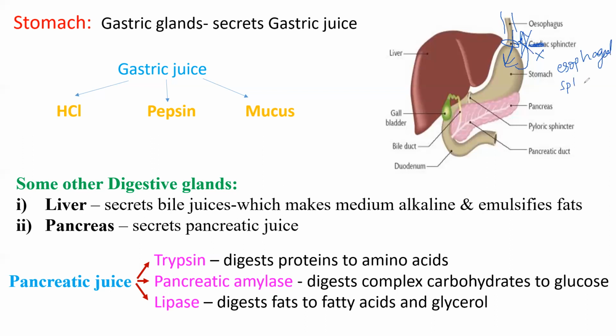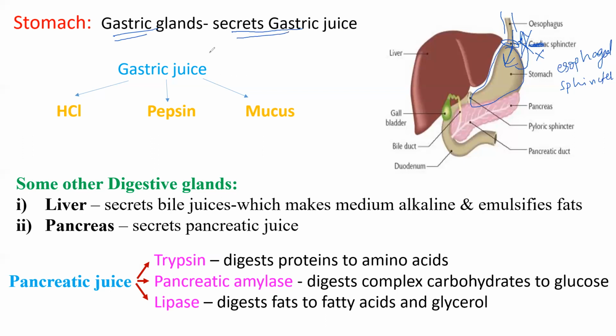Esophageal sphincter. Okay, now with the help of the esophagus and sphincter, food has reached the stomach. Stomach is nothing but a sac-like structure where gastric glands are present. Those gastric glands produce gastric juices.